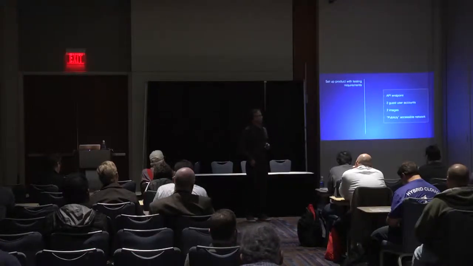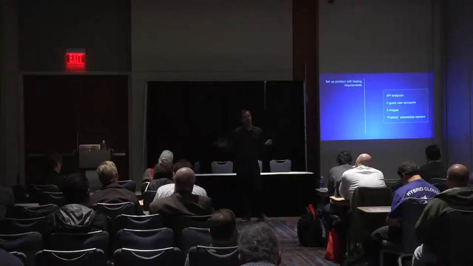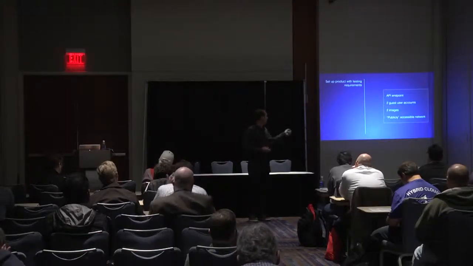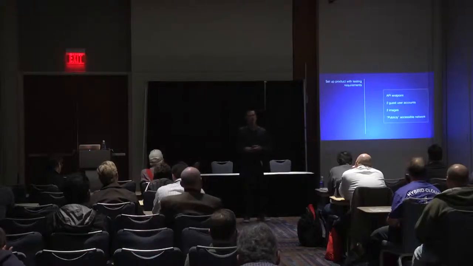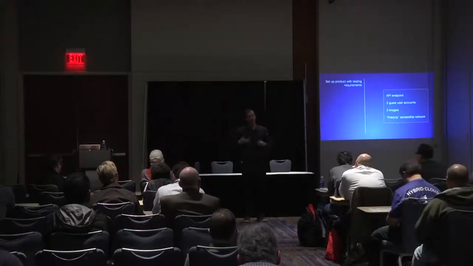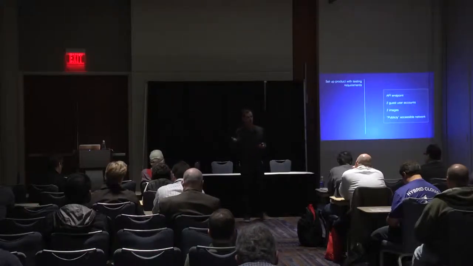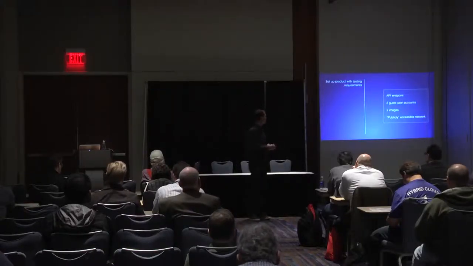You need to set up your cloud with 2 images, so they need to be independent images that can be booted to verify that you can start your systems up. And you need to have some sort of publicly accessible network. So you need a network that once a machine comes up onto it, you can SSH into that machine. And Neutron has a bunch of different networking models to accomplish this with.